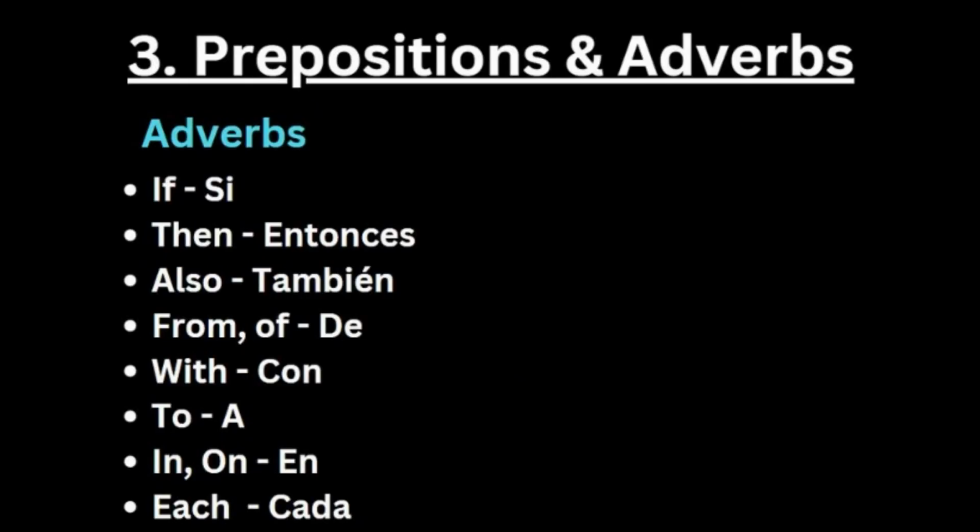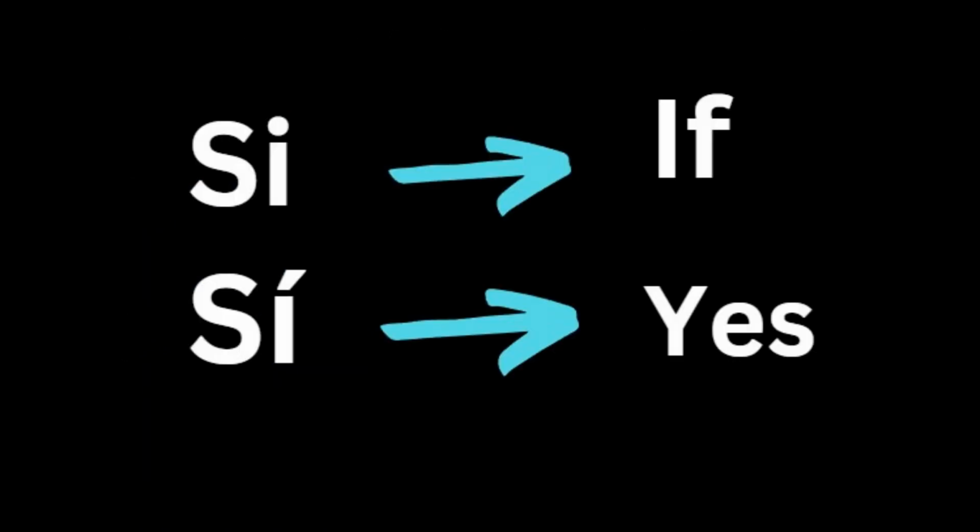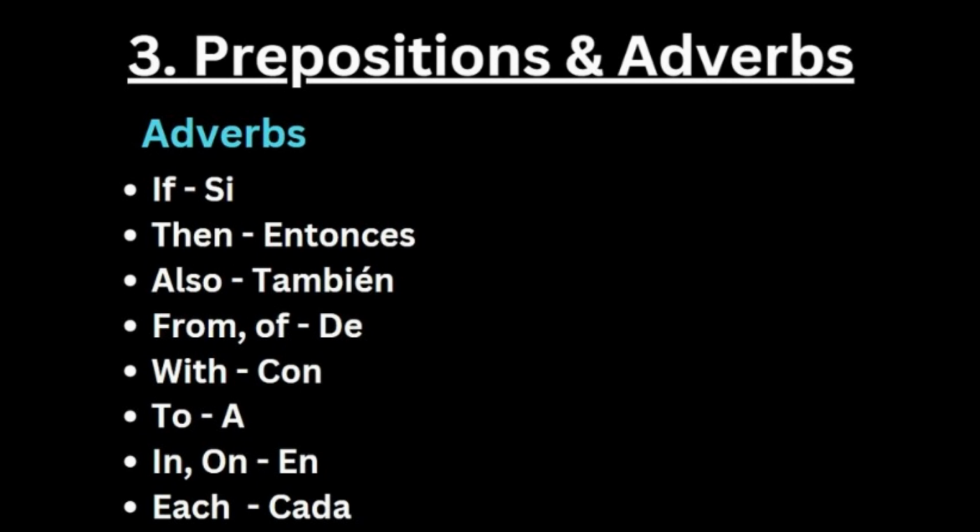Now we have some adverbs. If is sí, no accent, because with an accent you have sí, which means yes. Then is entonces, also is también. Of and from both mean de, but the meaning changes in context. With is con, to is a, in and on is en, and each is cada. Just make sure you know this information.